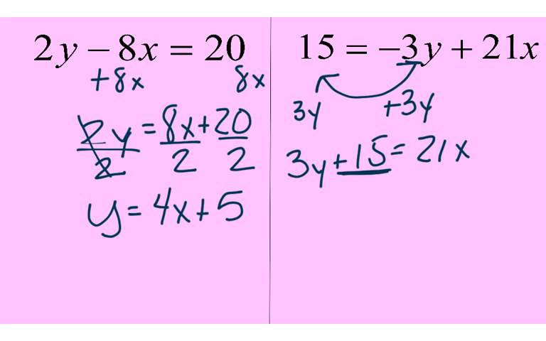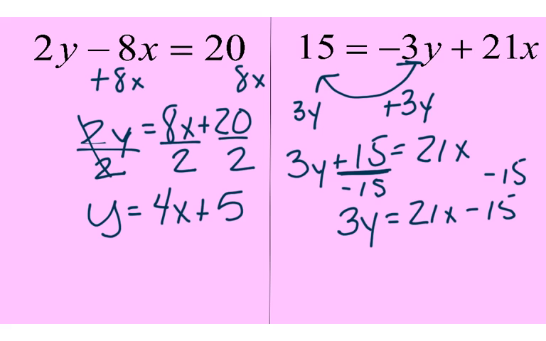All right, well, I don't want this 15 here because I'm trying to get it in slope-intercept form. So I subtract 15 from both sides. Remember, this 21x and 15 cannot be combined. They're not like terms. So now I have 3y equals 21x minus 15.